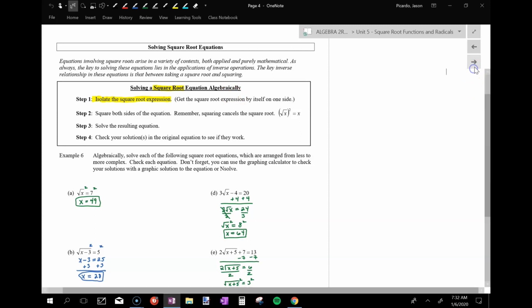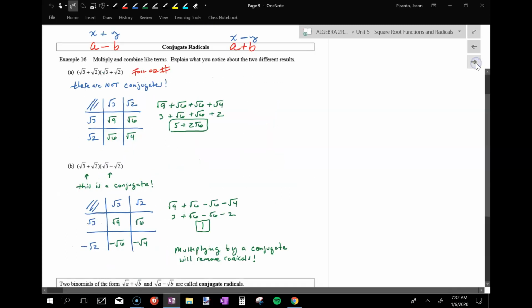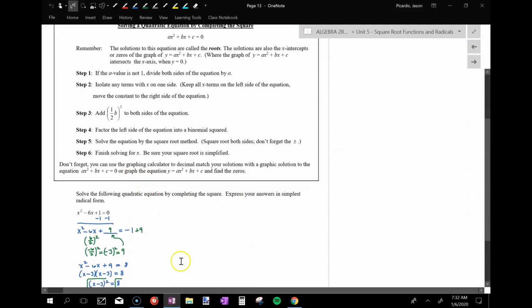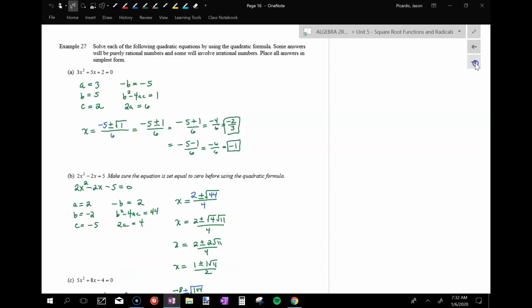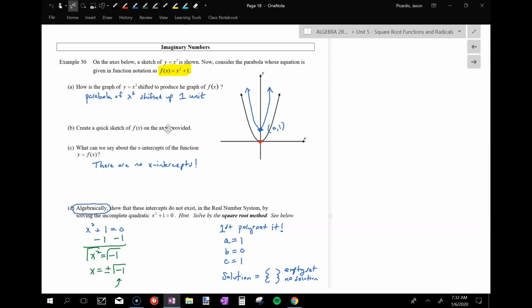Then we talked about how to break down radicals. We talked about conjugates and what conjugates will do. We talked about using the quadratic formula. We talked about imaginary numbers, and we introduced the concept of i and the fact that i is equal to the square root of -1. Okay?